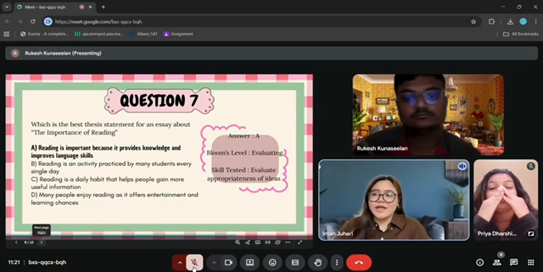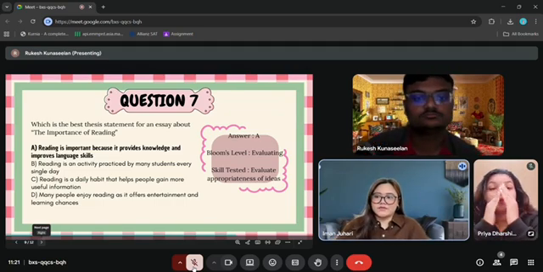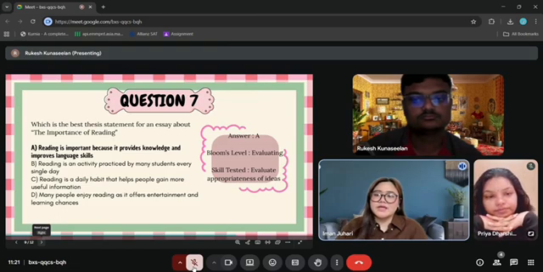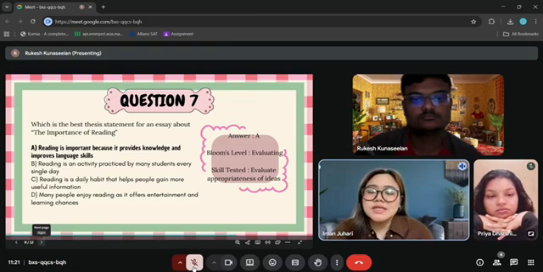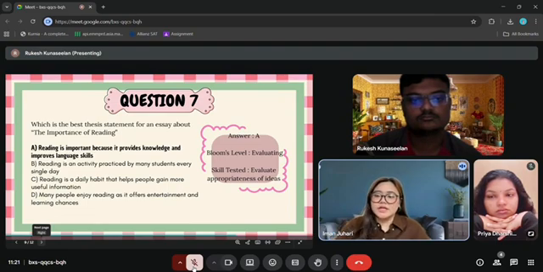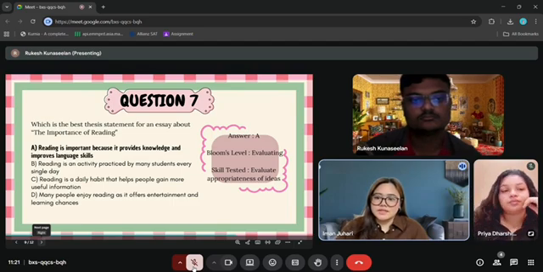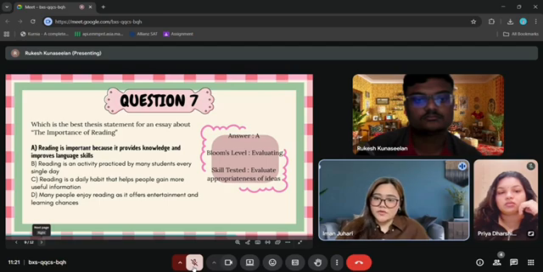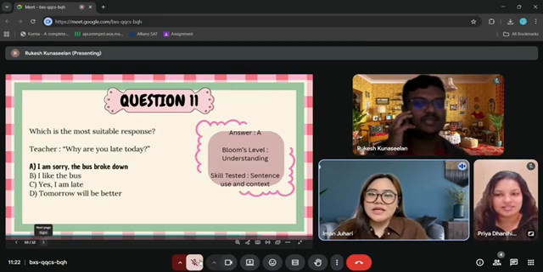Because it states that reading is important and gives a specific reason, making it a strong, arguable thesis. Answers B, C, and D are weak because B is a factual observation but not a claim. As for C, it is vague and lacks a strong statement, and D is too general and not focused. Next is question 11.